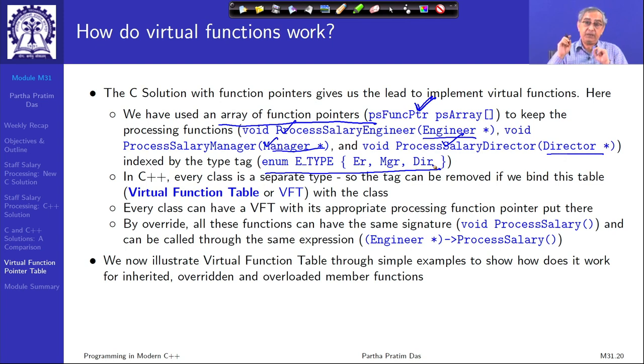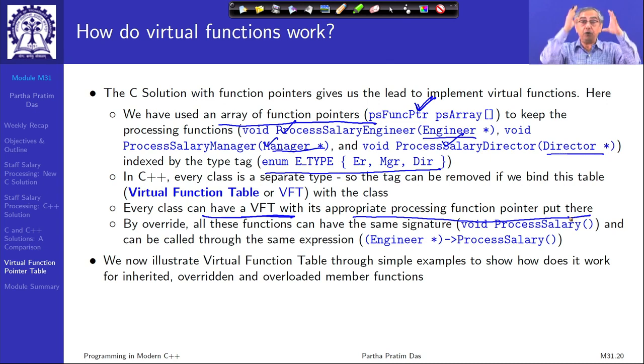In C++, every class is a separate type, so I do not need that E type. Since I have constructed the object, knowing the class itself tells me the type of that object. Now, somewhere I need this table. So, where does this table go? The class can have a virtual function table, in which its appropriate processing function is put.